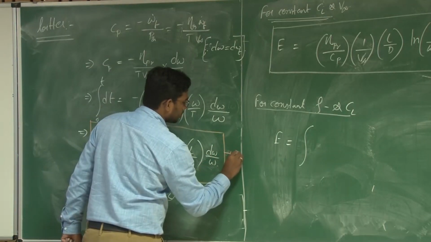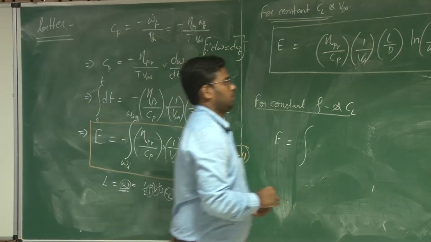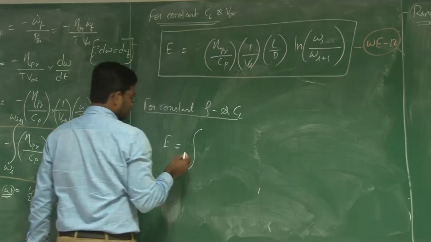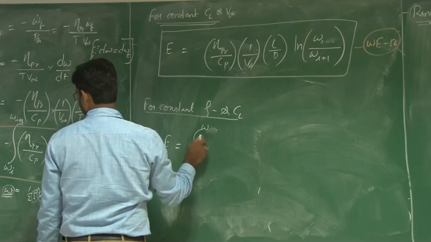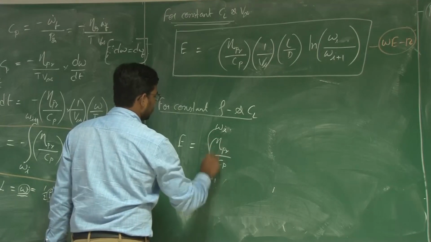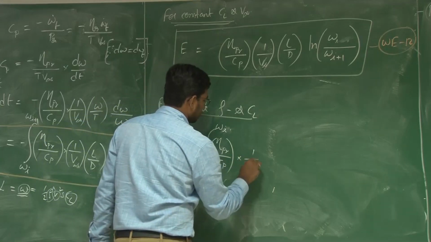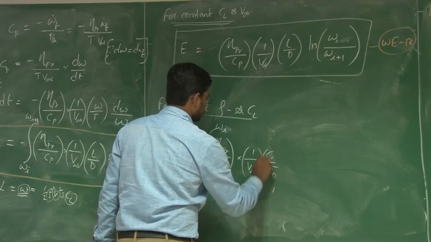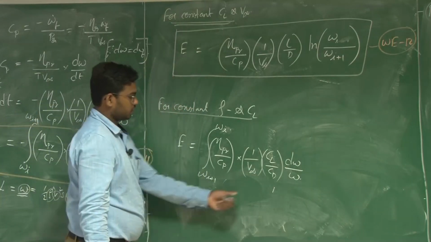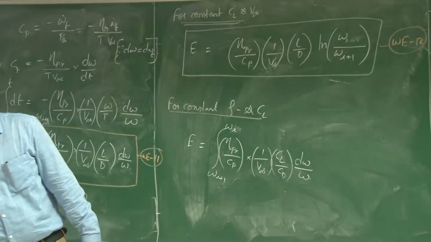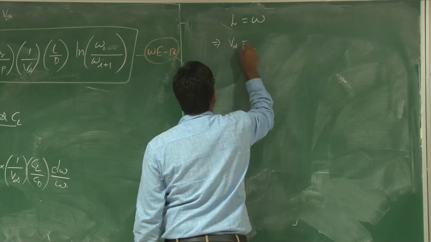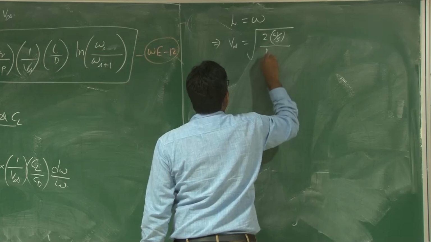Weight estimation 11, so endurance is the integral from Wi plus 1 to Wi of eta of propeller by Cp into 1 by V infinity into CL by CD into dW by W. Now, since we are talking about cruise condition, we know L is equal to W. So for this, lift is equal to weight, which in this case gives the corresponding velocity of flight as the square root of twice the wing loading divided by rho into CL.